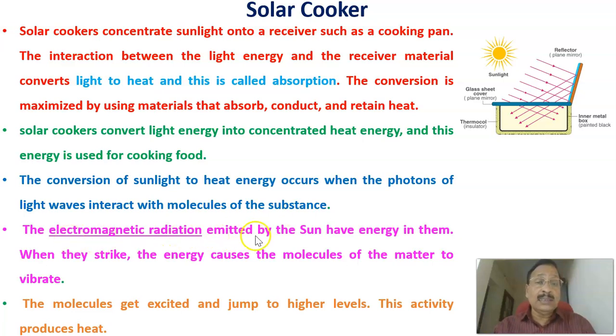The electromagnetic radiation emitted by the sun has energy in it. When it strikes, the energy causes the molecules of the matter to vibrate, and the molecules get excited and jump to higher levels, and this activity produces heat. So this is a way in which heat is produced when solar radiation is hitting a surface. Therefore, that is the concept of producing heat energy from solar radiation, which is used for cooking purposes. That is the basic concept of a solar cooker.